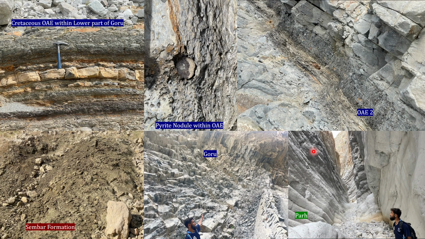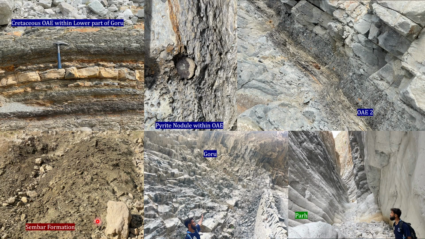This is the outcrop of the Cretaceous strata of Pakistan, the Goru formation. It is an anoxic environment which started from OAE 1. This is the Cretaceous Oceanic Anoxic Event 1, which is known as the Bonarelli event. In the Cretaceous strata, there is pyrite nodule which shows the anoxic, oxygen deficient environment. This is OAE 2, another oceanic anoxic event, which is present in the upper part of the Goru formation.